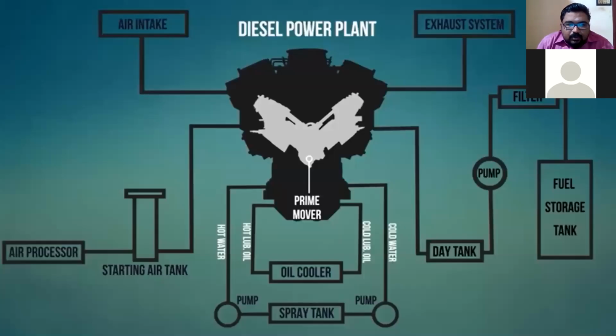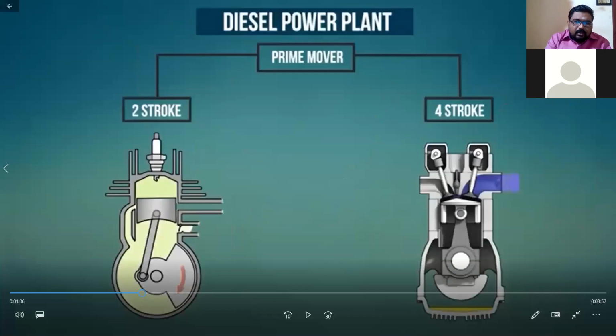I'm moving on; this is similar to the previous diagram only, that's why I'm not going deep into it. You can see that for the diesel power plant, the prime mover or the diesel engine, you have two options: one is the two-stroke engine, another is the four-stroke engine. The same thing which I explained earlier. I've just kept three to four more slides for your better understanding. The prime mover or the diesel engine may be two-stroke or four-stroke.